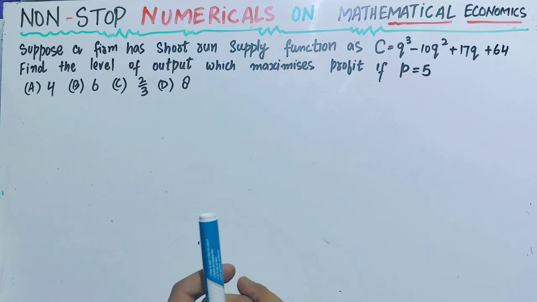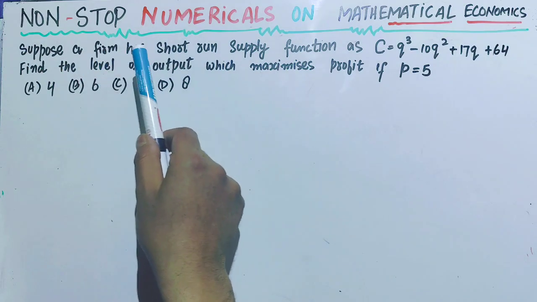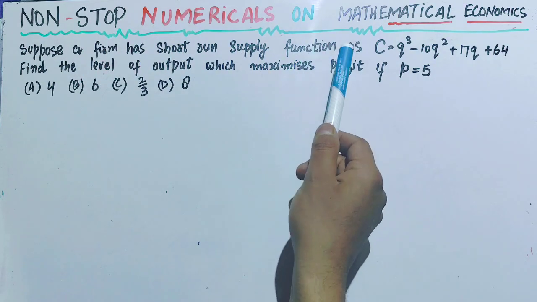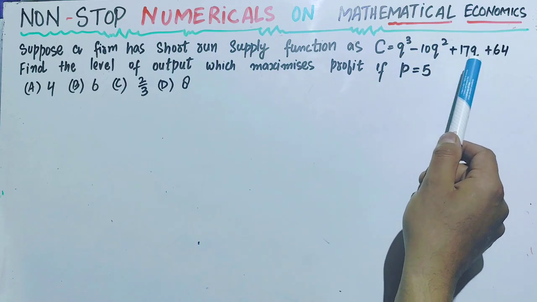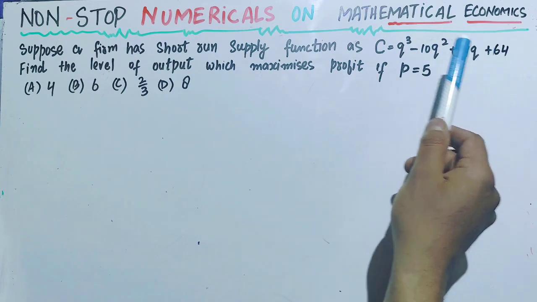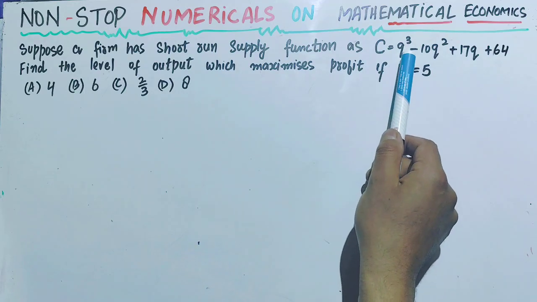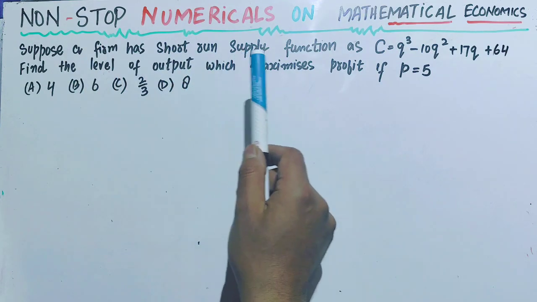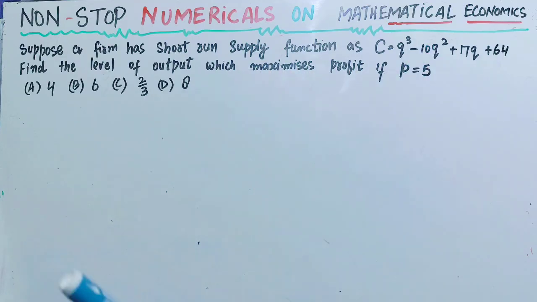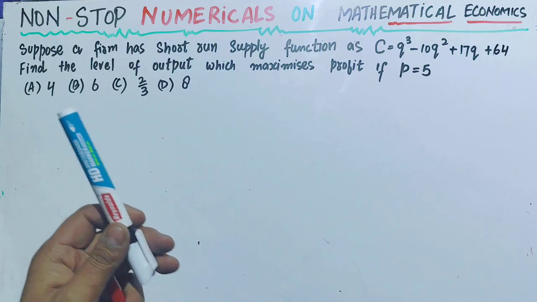First question is, suppose a firm has short-run supply function as C is equal to Q cube minus 10Q square plus 17Q plus 64. C is the total cost, Q is the output. We have to find out the level of output which maximizes profit if price is given as 5. Options are given, we need to find out the correct option.